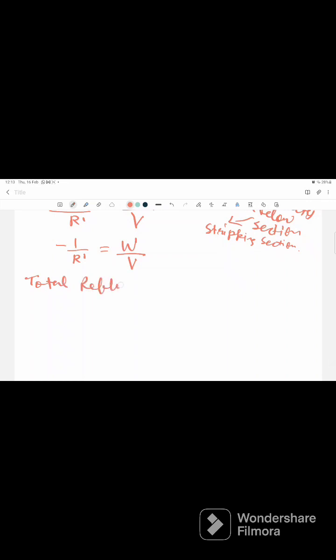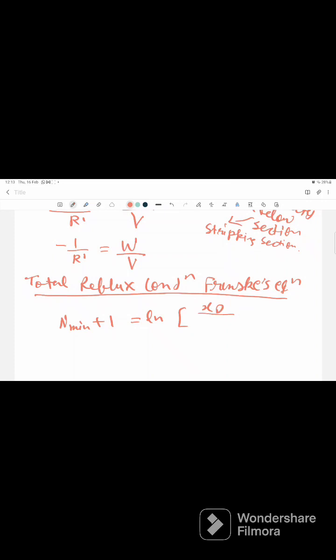Total reflux condition, Fenske's equation: N minimum plus 1 is equal to ln of (xD upon 1 minus xD) times (1 minus xW upon xW), upon ln alpha average.